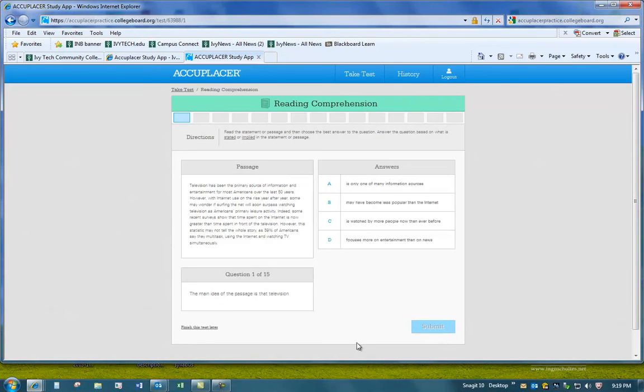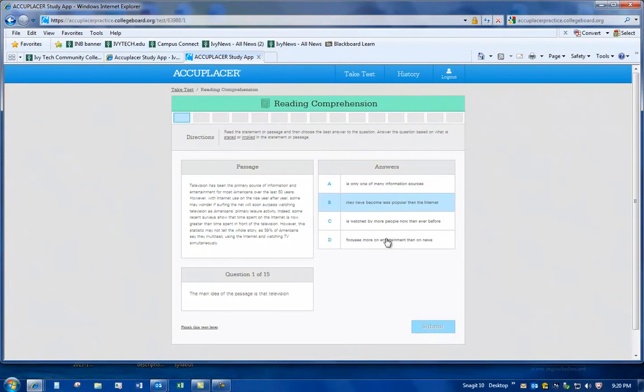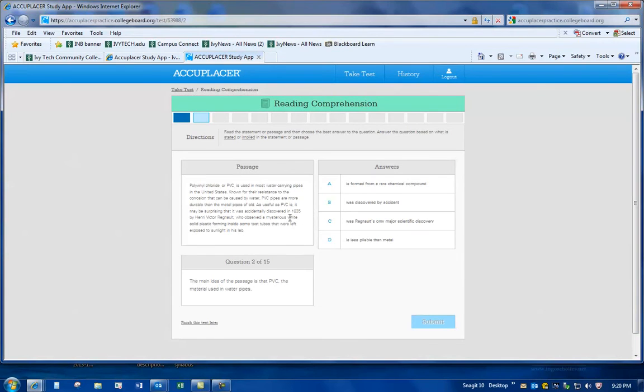In this case, we have a passage. It asks us to find the main idea, and then it gives us some questions, some answers. I'm going to pick one. Submit. It's going to go on to question 2. We have 15 questions. You want to take your practice test over again until you have at least a 13 out of 15. That's when you know that you're really probably ready to go ahead and take the actual test.